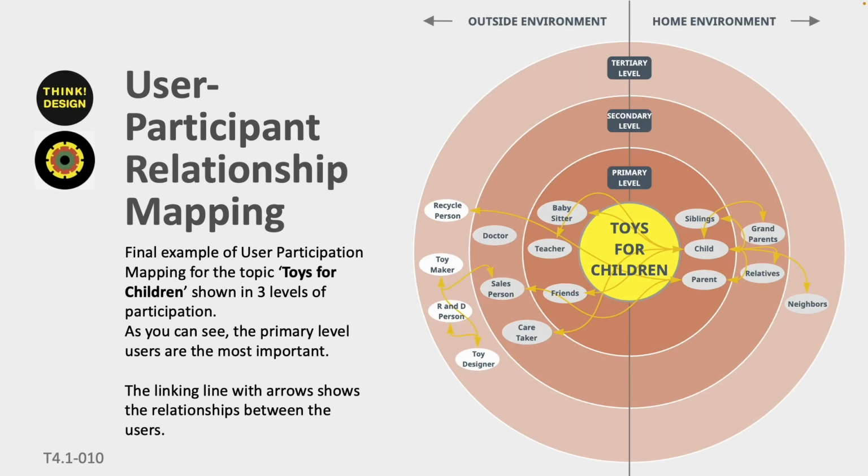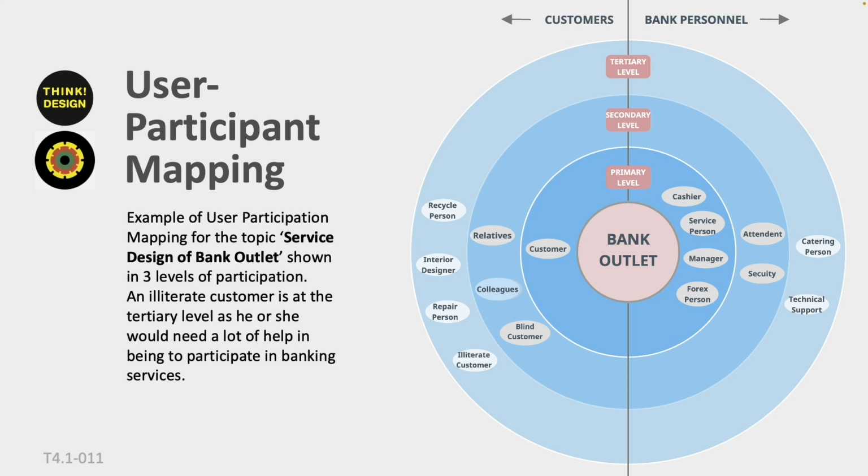So to make it more interesting, you can use colors. So you can see the relationship very nicely. And you'll see that the darkest portion is the most important portion. And the arrows show the relationship between the different users. Let's look at another example.